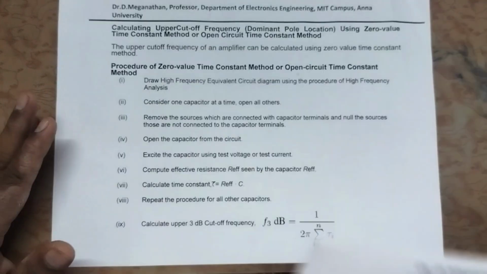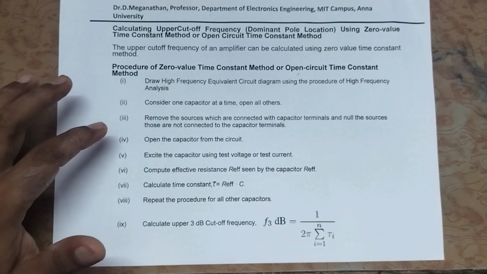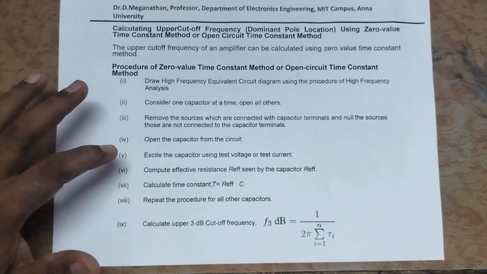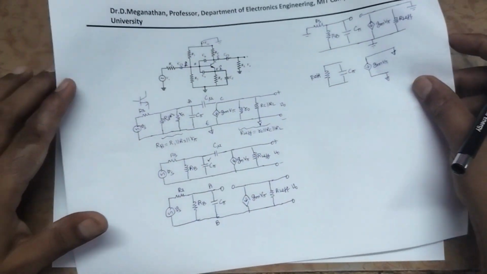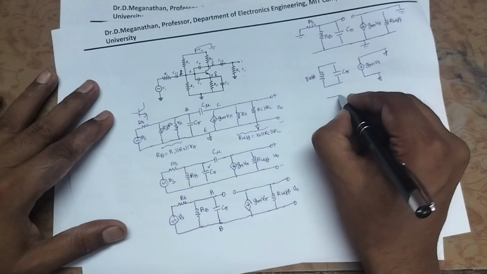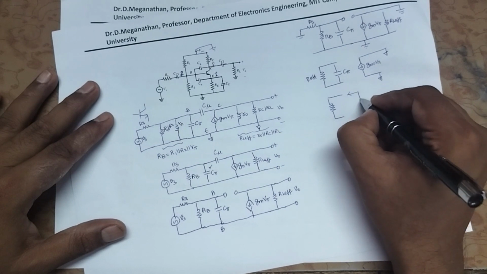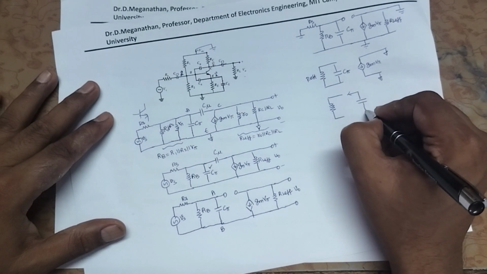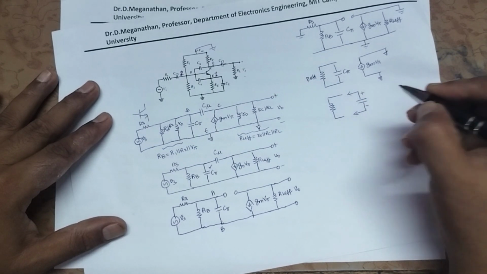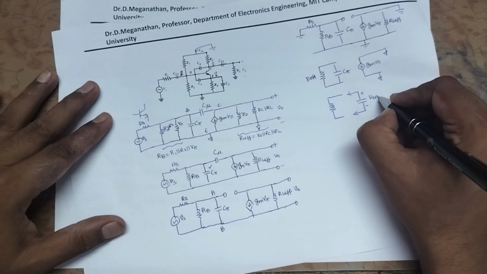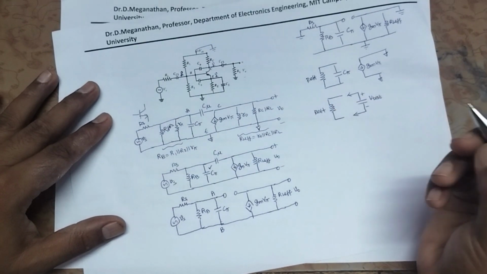Okay. The next step is step number 4. Open the capacitor from the circuit. Then step number 5 is excite the capacitor using test voltage or test current. So let us open the capacitor from the circuit. This is C pi, the capacitor which we are going to consider. Now I open the capacitor. Assume now the capacitor is charged by some voltage, so the value is V test. Here the resistance value is R effective.